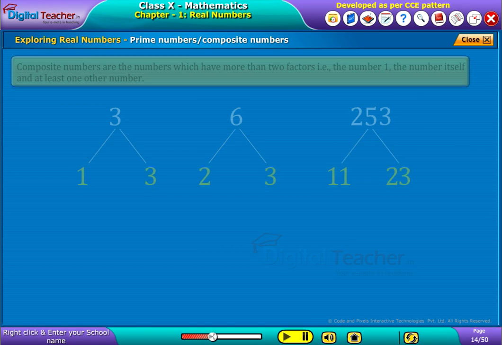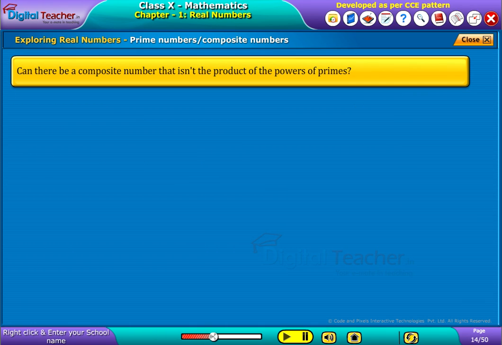Can there be a composite number that isn't the product of the powers of primes? For this, let us take an example of factorizing a large natural number, 163800. Let us use factor tree that is well familiar to all. Now, let us have a look at some of the natural numbers.